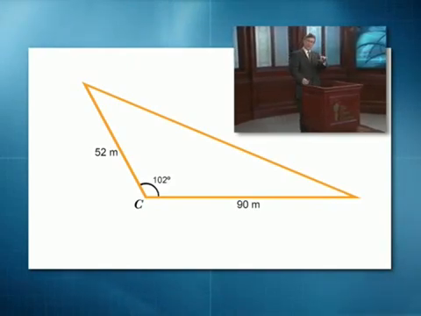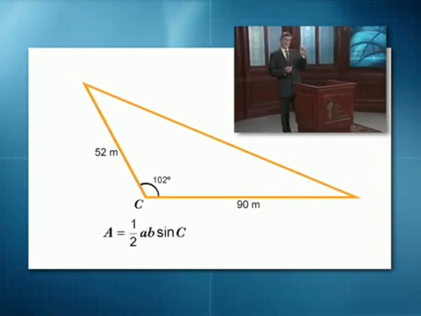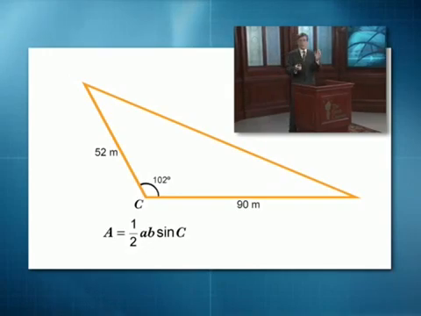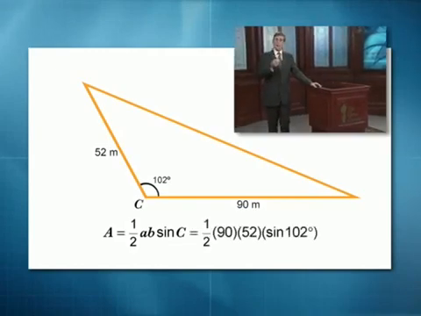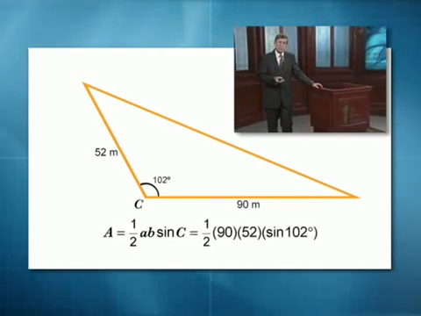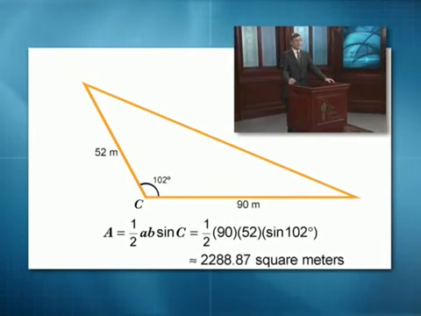Well, given this triangular lot in the picture, we can find its area using this fancy new formula. So, what does the formula say? It says that the area is 1/2 ab sine C. Who are these people? a and b are the two sides, and C is the included angle, so it's the sine of C, again, all divided by 2. So let's plug in the numbers. It's 1/2 times 90 times 52 times sine of 102 degrees. Punch that into your calculator, and you would get approximately 2,288.87 square meters.